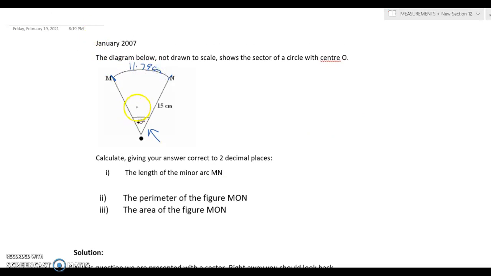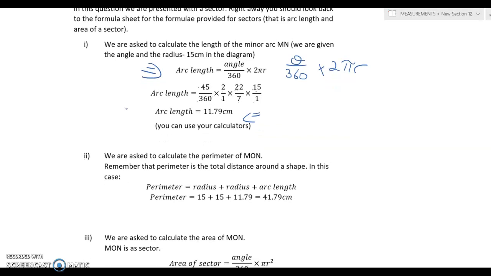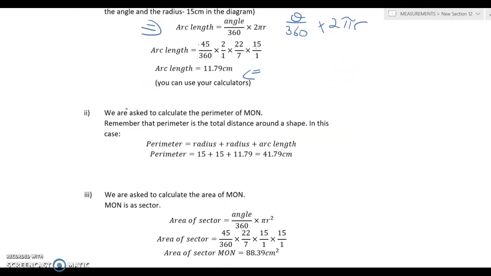You want to find the perimeter. Remember, the perimeter is the distance around a shape. So that's here, this side, and then the arc. So we have to add those 3 sides. If this here is 15 cm, again, this is another radius, which is 15 cm. So just going to add those 3 pieces, 15 plus 15 plus 11.79, and then we get the perimeter of MON, which is 41.79.